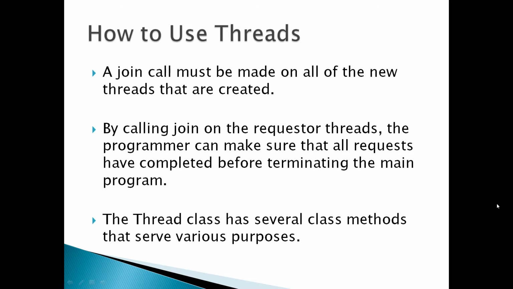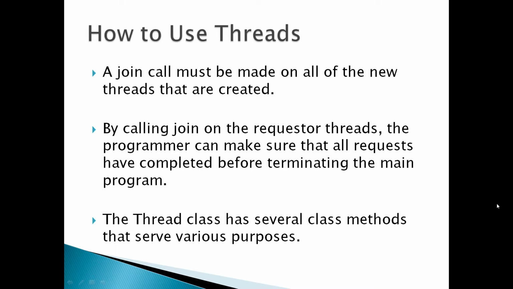Why does a programmer call join on each of these threads they create? When a program terminates, all threads are killed regardless of their states. However, a programmer can wait for a particular thread to finish by calling that thread's Thread.join method. The caller will block until the given thread is finished. By calling join on all the requester's threads, they can make sure that all the requests have completed before terminating the main program.